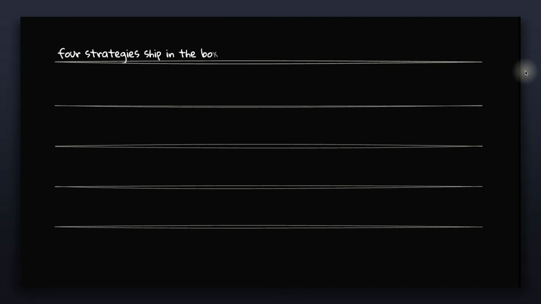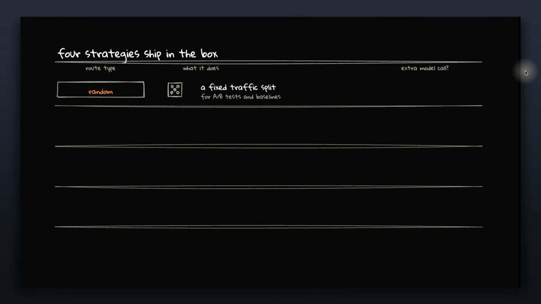Okay, so Switchyard ships with 4 different routing strategies, and you pick one per route in the config. Now, the first one is called random. So it essentially splits traffic on a fixed ratio. This might sound completely useless, but in a lot of cases, you want to run A/B tests, or if you want to measure a baseline, this is the strategy that you would use.